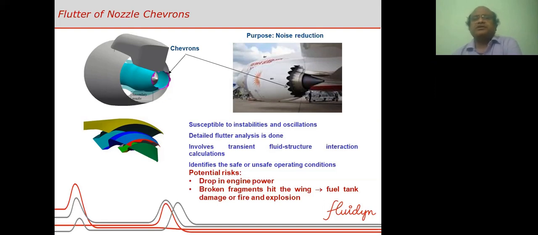So these, you can see, act like some sort of cantilever. They may flutter and it may break up, and these broken pieces may hit the plane when it is flying, and it can cause fire or explosion and other accidents.